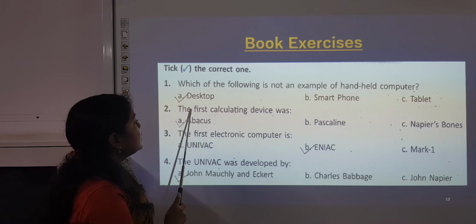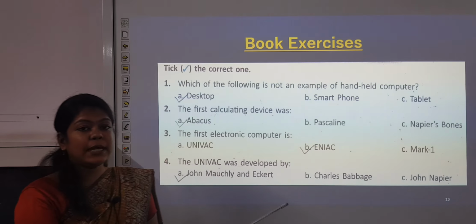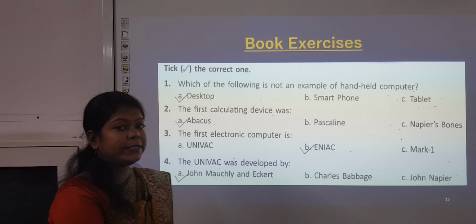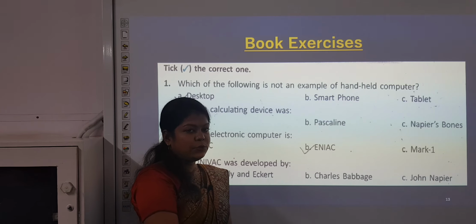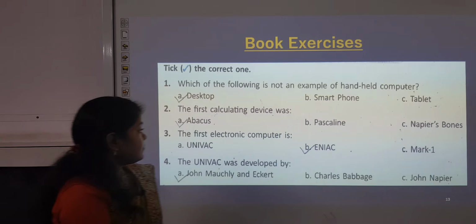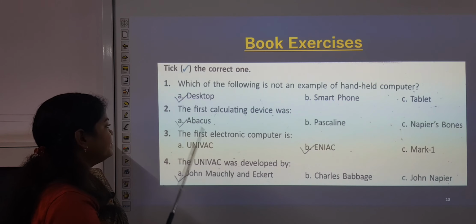Next we have the first calculating device was. Which is the first calculating device? Abacus. Yes, abacus was the first calculating device. Next, Pascaline. No, it is not the first calculating device. Napier bones. It is again not the first. So, your answer is abacus. So, you have to write here.